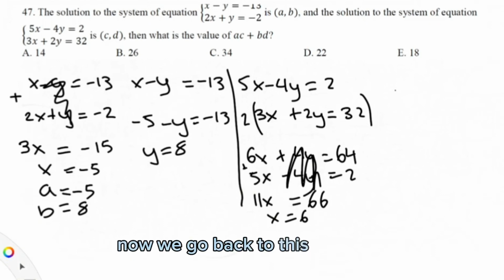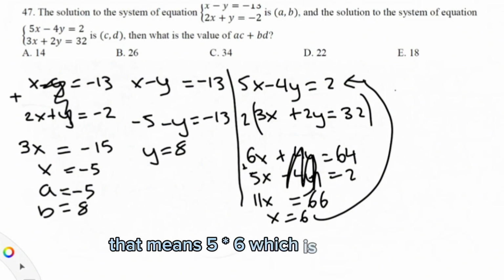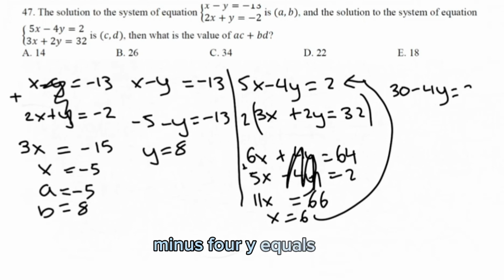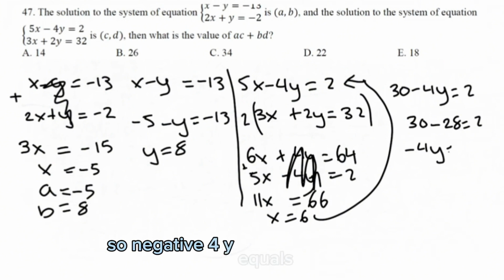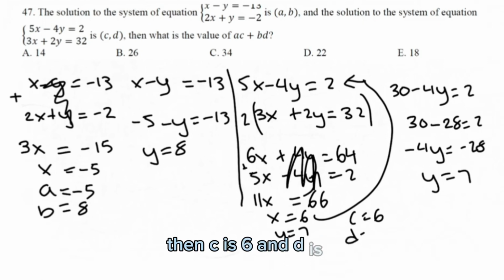Now we go back to this equation, 5x minus 4y equals 2. So if 5x minus 4y equals 2, that means 5 times 6, which is 30. So 30 minus 4y equals 2. That means 30 minus 28 equals 2 as well. So negative 4y equals negative 28, which means y equals 7. Alright, so y equals 7. So if x is 6 and y is 7, then c is 6 and d is 7.